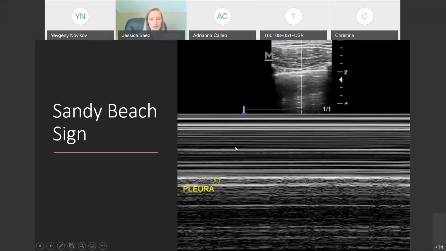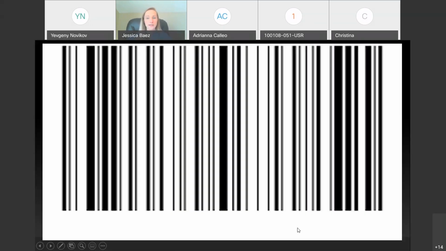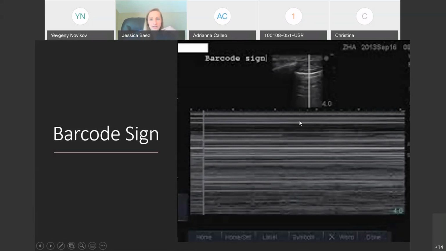The structures right here correspond to the soft tissue up here, and then the structures down here correspond to the far field of the image, okay? If you have normal lung sliding, you will have movement of the pleural line, and so it creates this sandy beach or seashore appearance. That's normal. In contrast, you can see a barcode sign in pneumothorax. None of those tissues are moving because you don't have lung sliding, and so the image just looks like a barcode, okay?